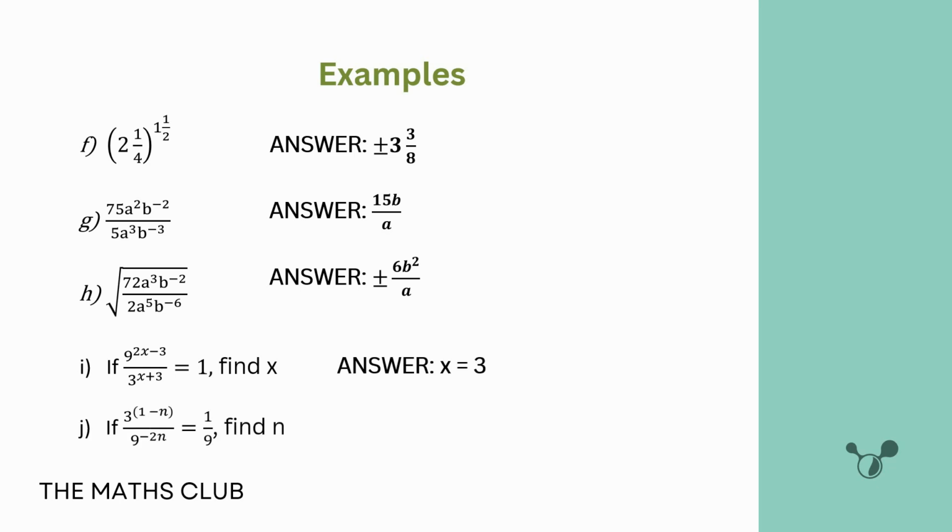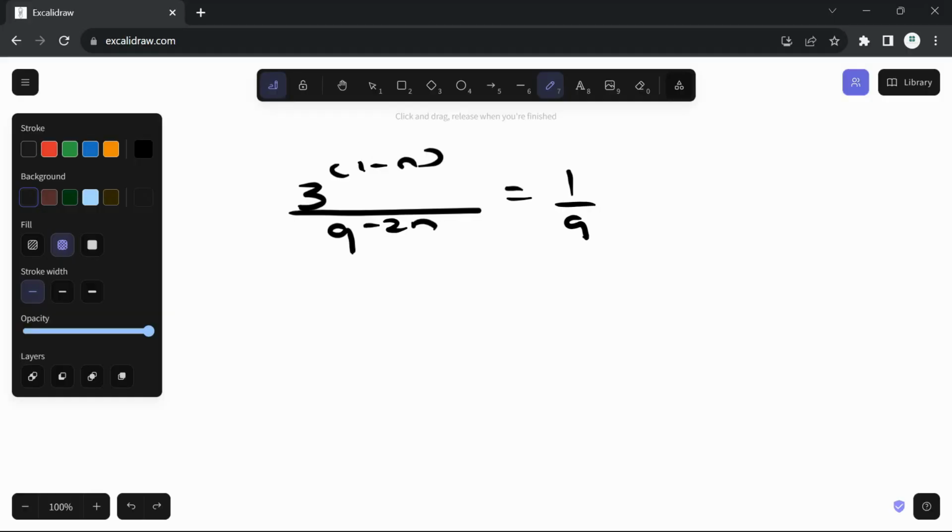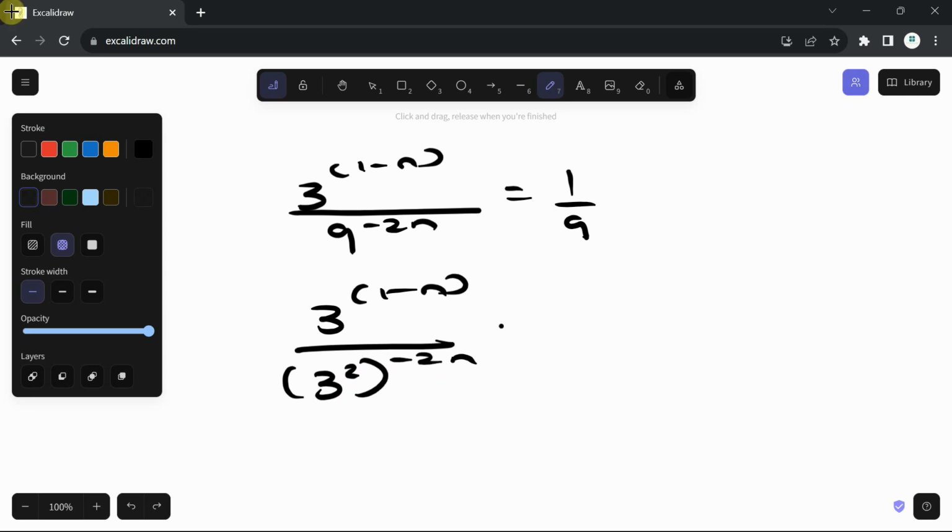Great. And the final question says, if 3 raised to the power of 1 minus n all over 9 raised to the power minus 2n is equal to 1 over 9, find n. Great. So one thing that we can first do is let's first simplify all of them in terms of 3. So 9 is 3 squared. So 3 squared raised to the power of minus 2n is equal to 1 over 9, which is the same thing as saying 9 raised to the power of minus 1. And 9 is 3 squared. So 3 squared raised to the power of minus 1.